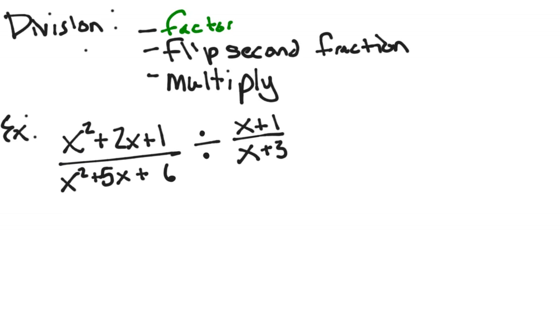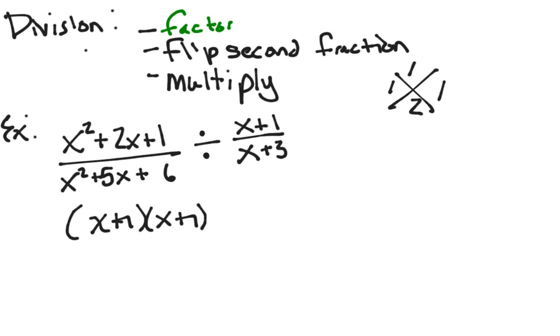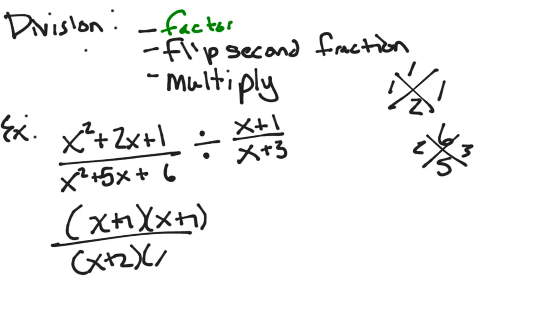We're going to factor by starting by setting up my diamond problem. Top I'll put a 1, the bottom a 2. I ask myself what two numbers multiply to 1, add to 2. It's 1 and 1. This becomes x plus 1 times x plus 1. My second diamond problem is 6 and 5. I ask myself what multiplies to 6 and adds to 5, and that's 2 and 3. So I get x plus 2 times x plus 3.